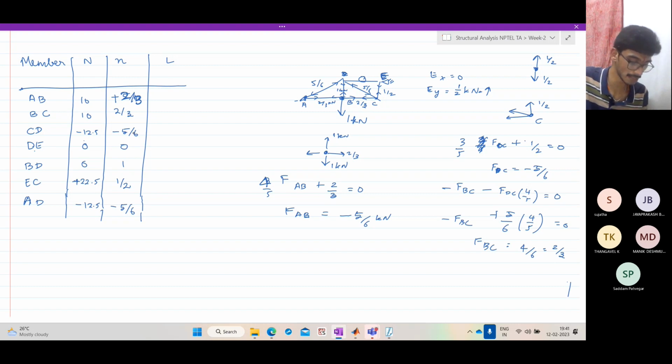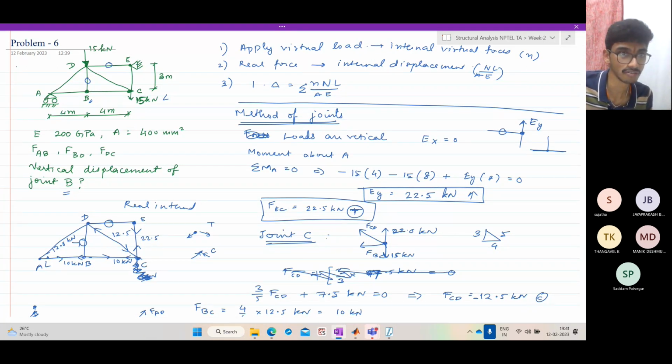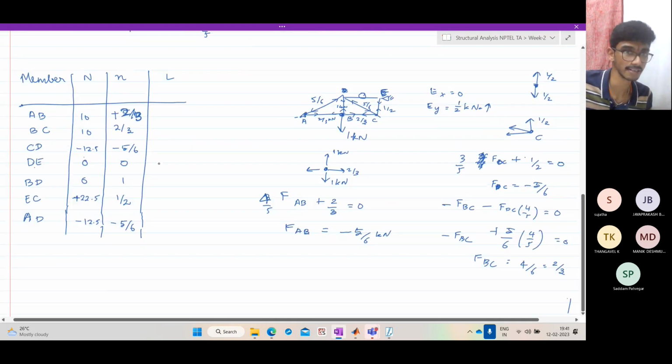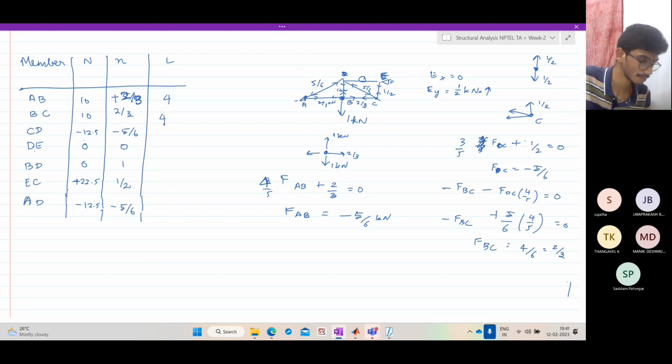So what are the lengths of the members? AB is horizontal, so 4 meters. BC is 4 meters. CD is diagonal, so 5 meters. DE is horizontal, so 4 meters. BD is vertical, so 3 meters. EC is vertical, so 3 meters. AD is diagonal, so 5 meters. That's all. We are just one step away from the solution.